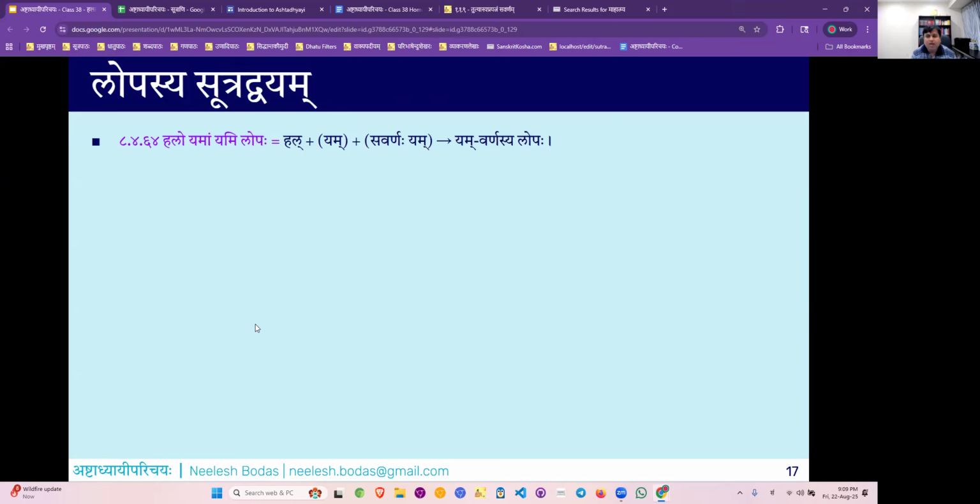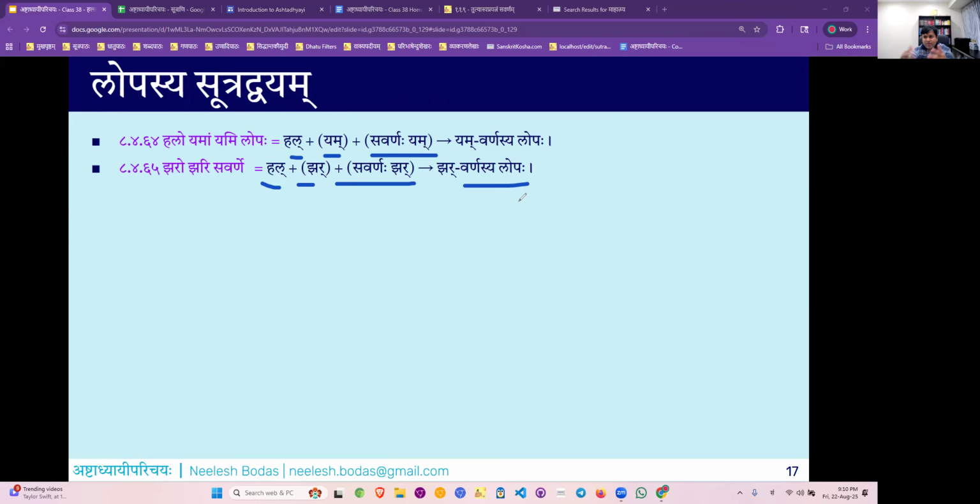Look at the sutras. Halo yamam yami lopaha. Hal plus yama plus savarnaha yama. Same yama means savarnaha yama because there are no other savarnas of yama inside them. So hal plus yama plus savarnaha yama. That causes the lopa of yama. That's your first sutra. Jharo jhari savarne. Hal plus jhar plus savarnaha jhar. Jhar varnasya lopaha bhavati. Very similar looking sutras, only the nimitta, the paranimitta and the sthani is different. The structure of the sutras is the same.